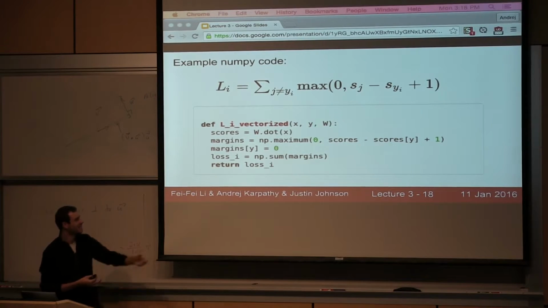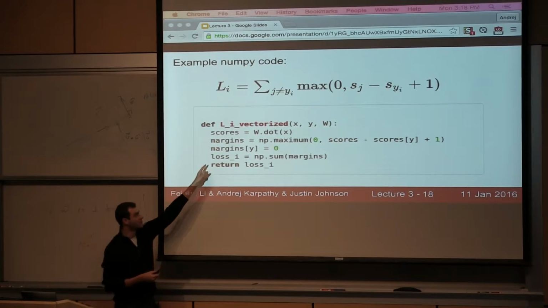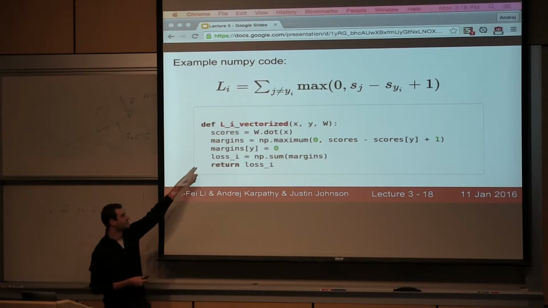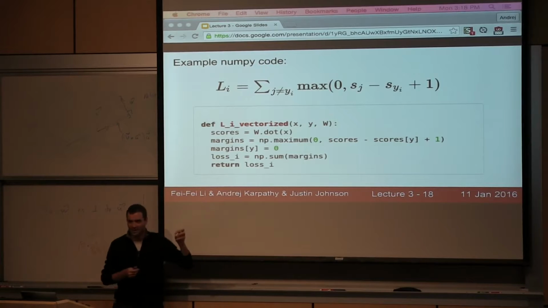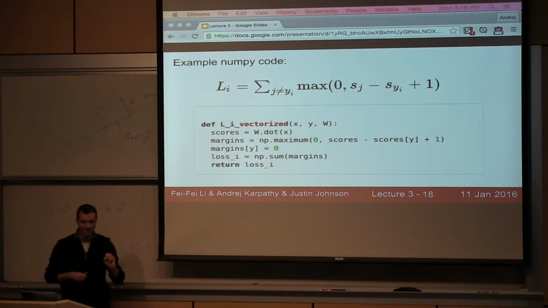Yeah, exactly. So basically, I'm doing this efficient vectorized implementation, which goes to your point. And then I want to erase that margin there because I'm certain that margins at y currently is 1, and I don't want to inflate my score. And so I'll set that to 0.